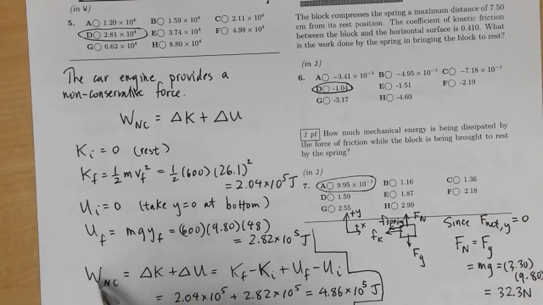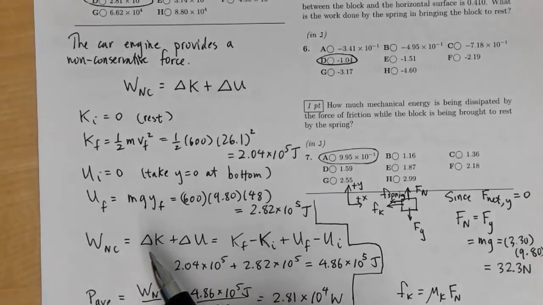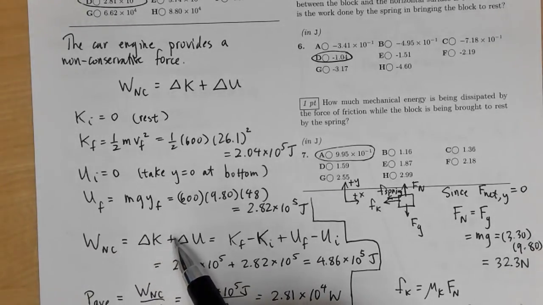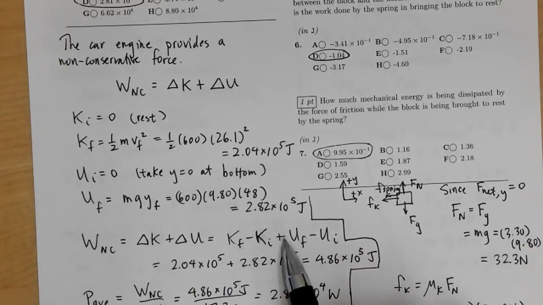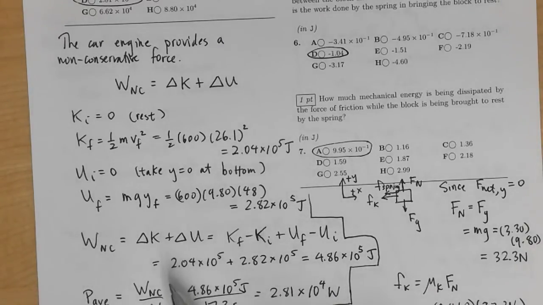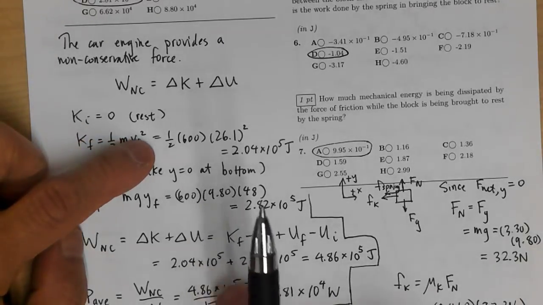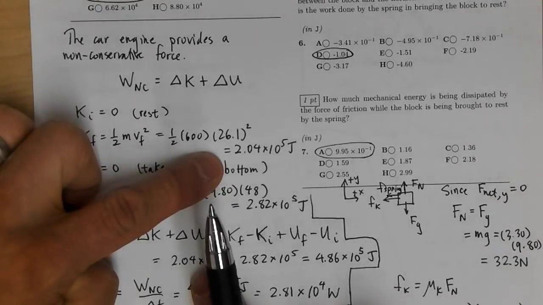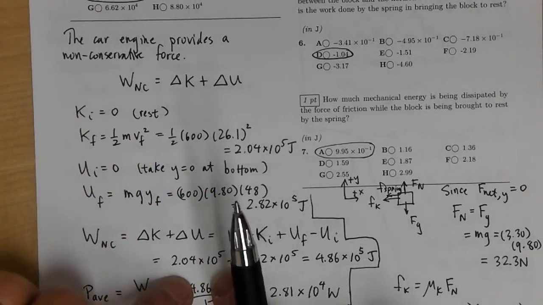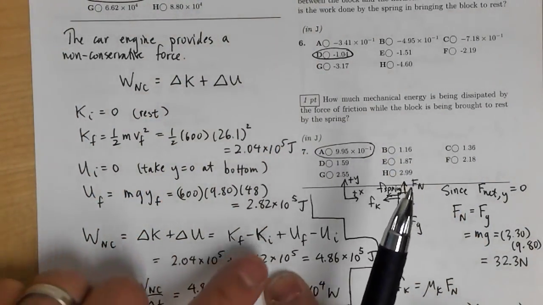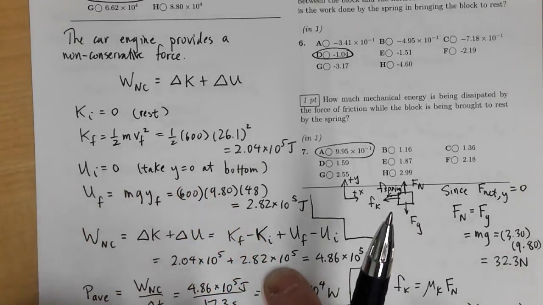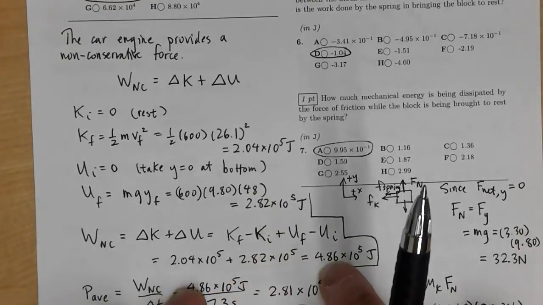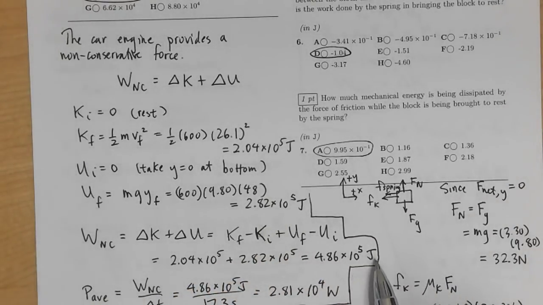Now, the work done by the non-conservative force, or this engine, will be the change in the kinetic energy plus the change in the potential energy. Remember, that's the change in the total mechanical energy. So we have K final minus K initial plus U final minus U initial. K final is 2.04 times 10 to the 5th. K initial 0. U final is 2.82 times 10 to the 5th. And U initial 0. So we add these together and we get 4.86 times 10 to the 5th joules.